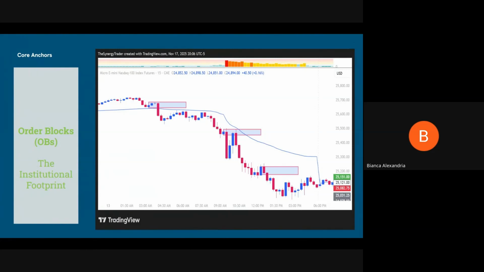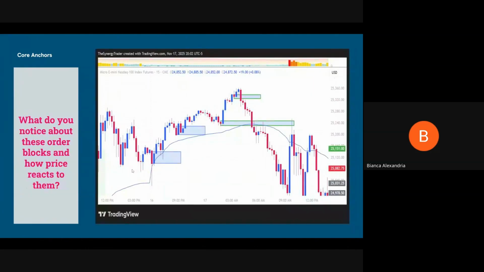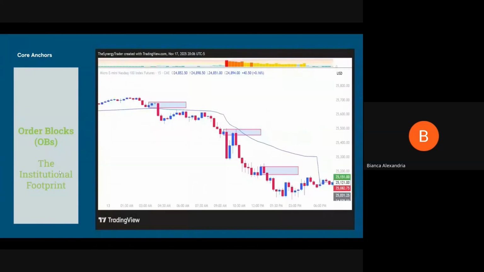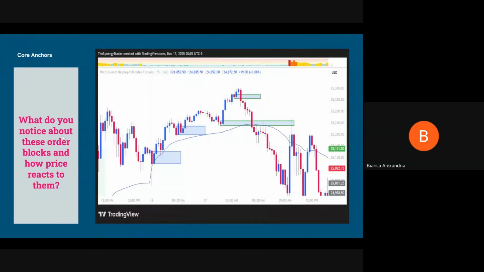I want y'all to look at this one. So this is the same chart. However, let me go back real quick. I highlighted, is this the same? It is not the same. Sorry. So it's similar, but I highlighted something different. And I want you to look at the difference. What do you notice about these order blocks and how price reacts to them?